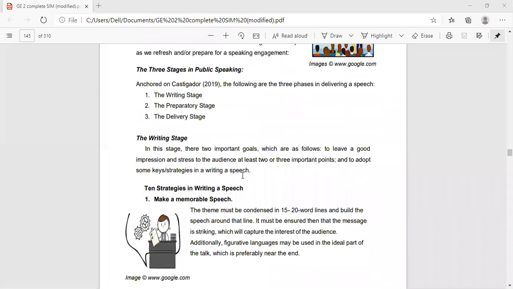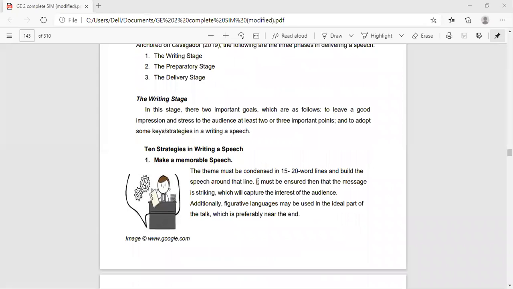When you say writing stage, you only have two important goals here, which is to leave a good impression and to stress to the audience at least two or three important points, and to adopt some keys and strategies in writing a speech. There are 10 strategies in writing a speech according to Castigador. Number one, make a memorable speech. The theme must be condensed in 15 to 20 word lines and build the speech around that line. That is what is called the thesis statement.